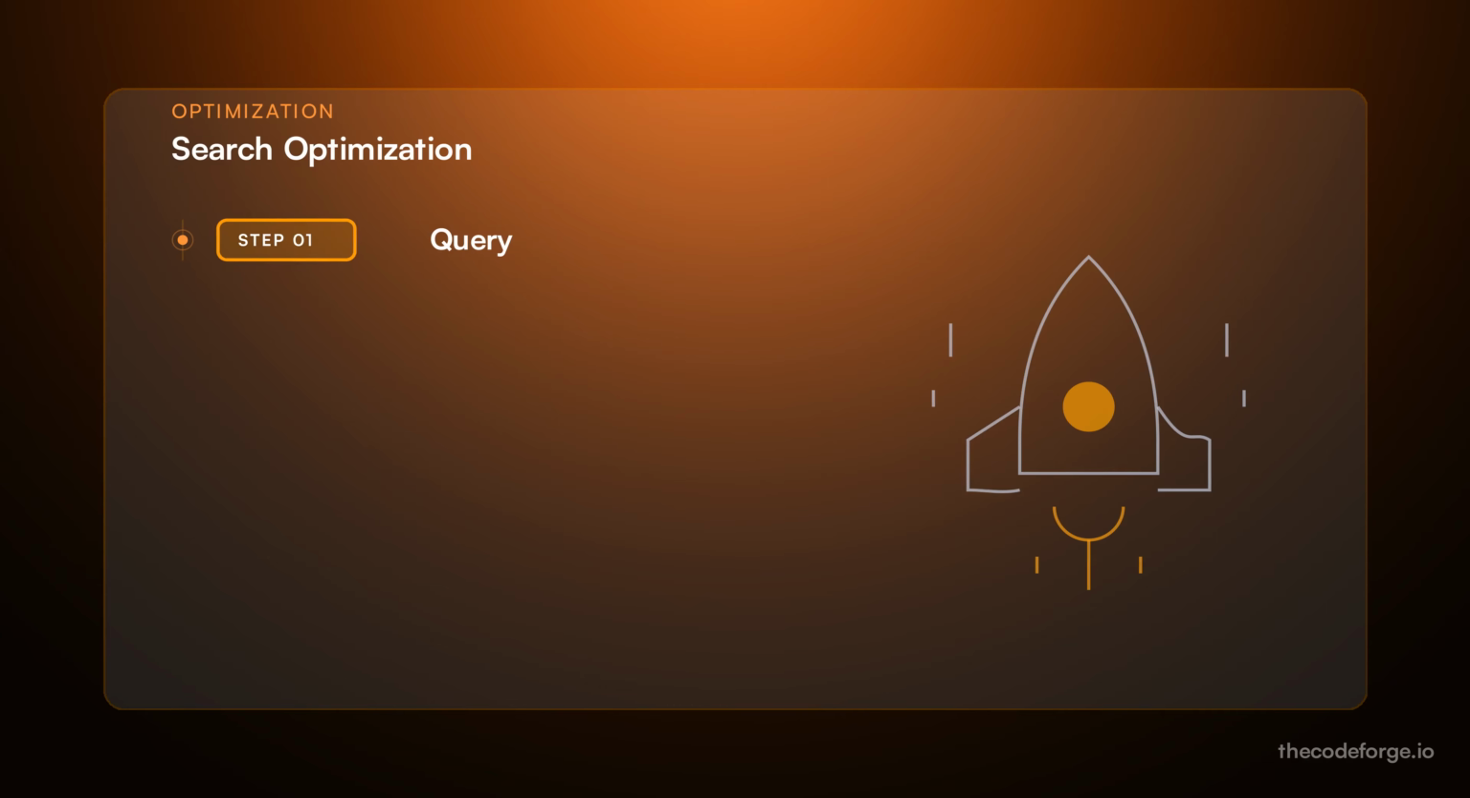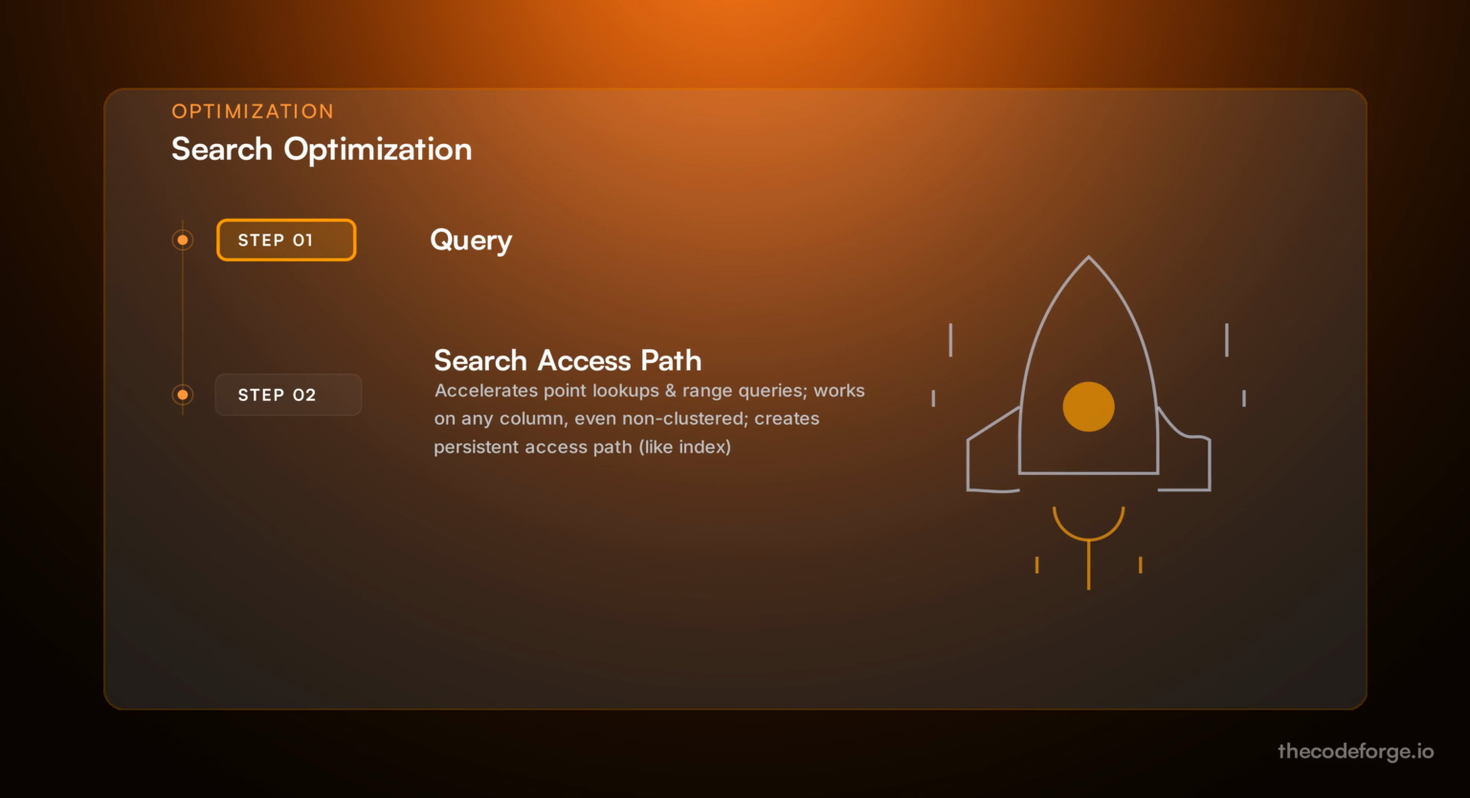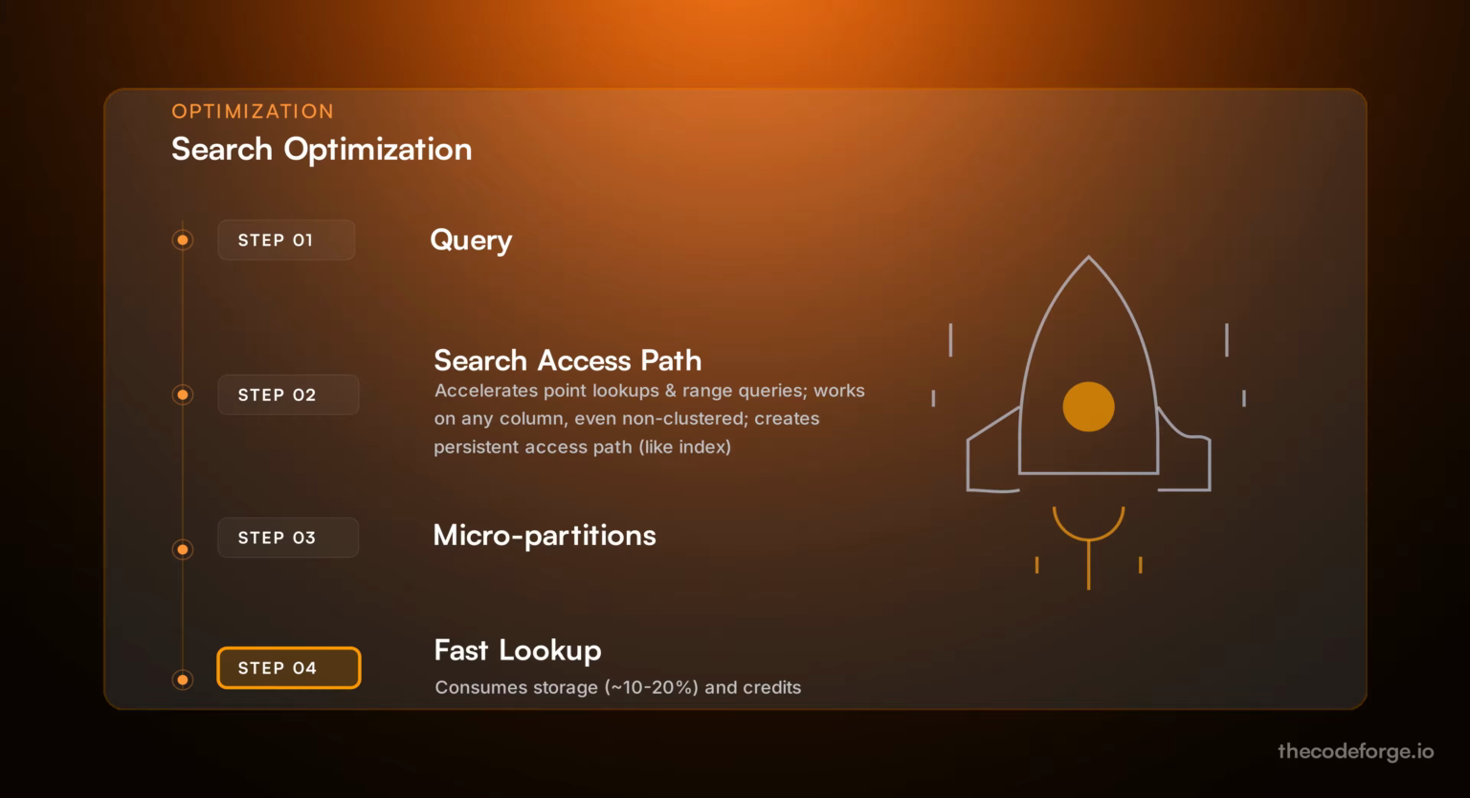For any query, search optimization creates a search access path that works across micro-partitions, enabling fast lookup for selective queries, like WHERE email equals user at example, even if that column isn't clustered. It does use extra storage and credits to maintain.